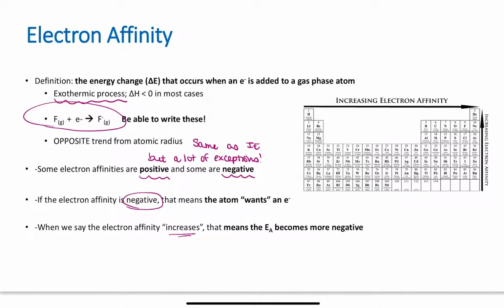You do need to be able to write the equation. It's very similar to what you saw for ionization energy, except instead of the electron being a product, the electron is a reactant. And again, like ionization energy, everything is in your gaseous phase. So like Br gas plus an electron, giving me Br minus gas.